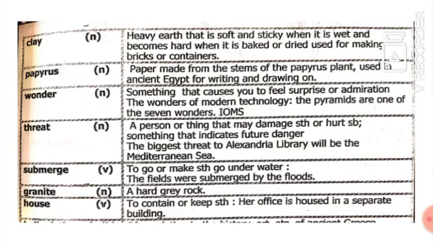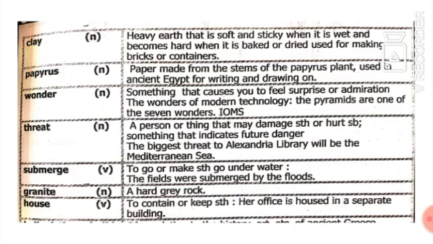Threat. Threat means a person or thing that may damage something or hurt somebody, something that indicates future danger. For example, the biggest threat to Alexandria Library will be the Mediterranean Sea. The next word is submerge. Submerge is a verb that means to go or make something go under water. For example, the fields were submerged by the floods. It means that the fields went under water.